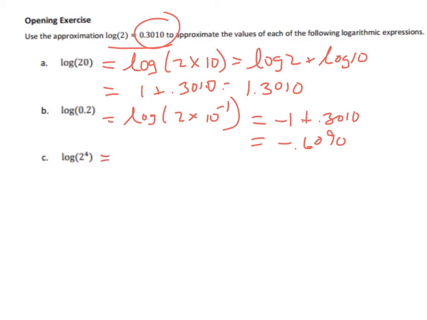This is a little different offshoot. Remember, take the 4 and put it out front. So this is really 4 times the log of 2. So you get 4 times 0.3010, and you will end up with 1.2040. So that's a good start to today to build on our properties.